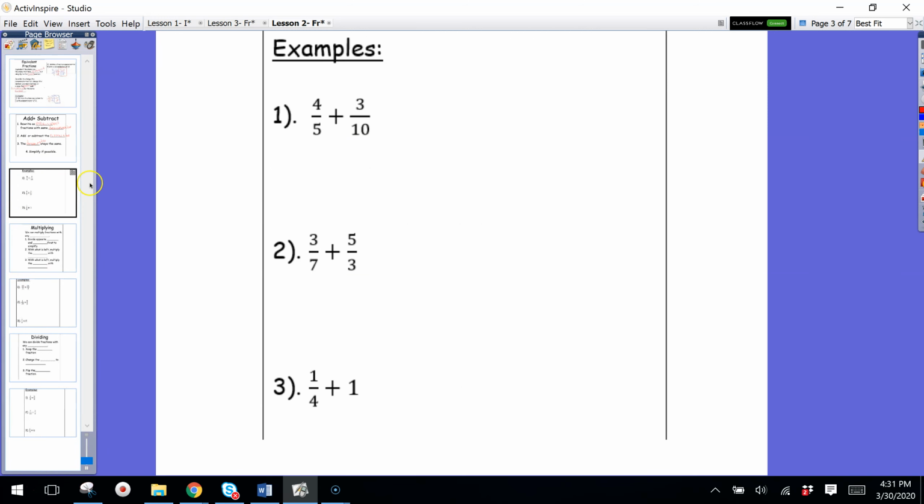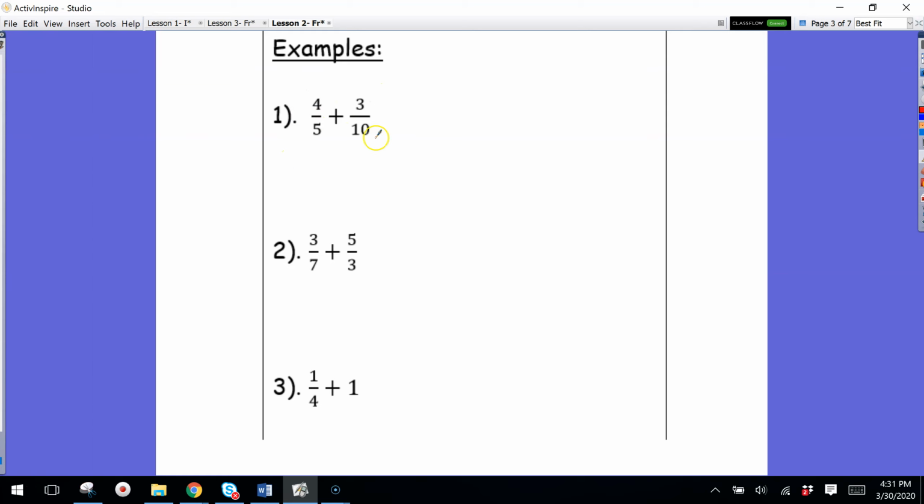Let's try a couple of examples here. I have 4/5 plus 3/10. Looking at my denominators, what's the least common multiple between them? It's going to be 10. So we're going to make this 4/5 into an equivalent fraction. Remember, we can't change the value of the fraction, but it does need to have a denominator of 10. So on this denominator, I would need to multiply by 2, and I'm going to multiply my fraction by 2/2 so that I am not changing the value of this fraction.